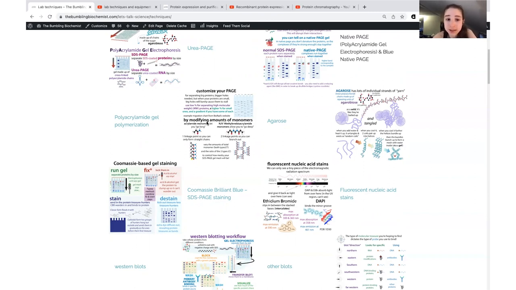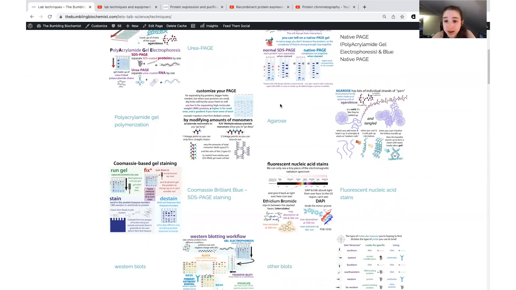So if you have small things that you want to separate, you want to use a higher percentage gel. This is going to have smaller pores, so it's good for separating small things. If you have big things that you want to separate, you want bigger pores, so you want a smaller percentage, because the percentage is telling you about how much of the cross-linking there is. So the more of that there is, the tighter the pores are going to be. You can also get gradient gels, which have a range of different percentages. That's good if you have a range of protein sizes.